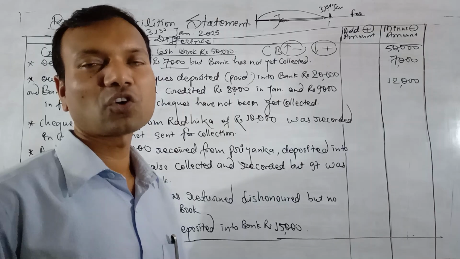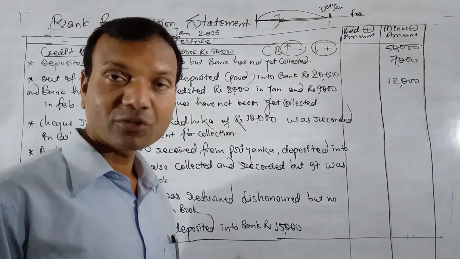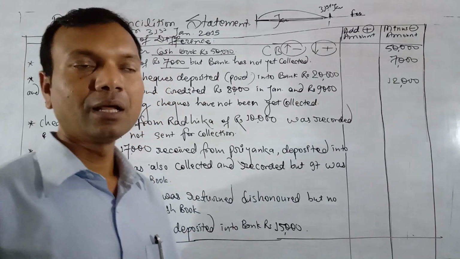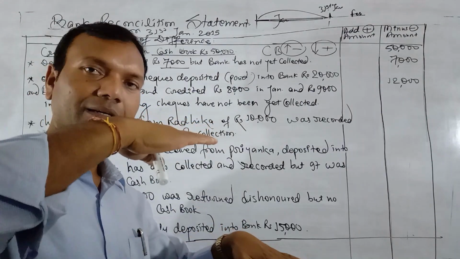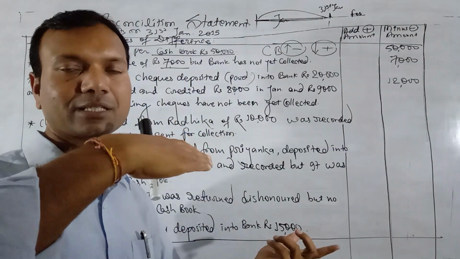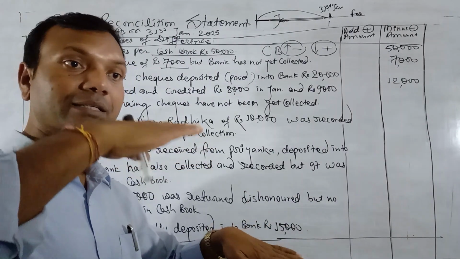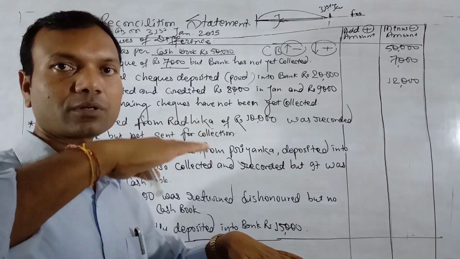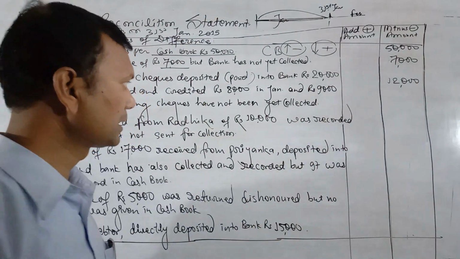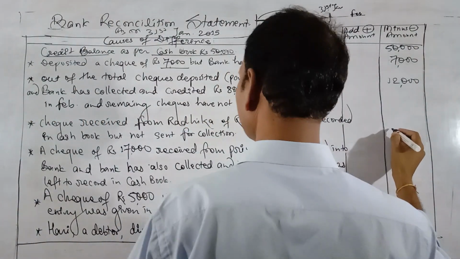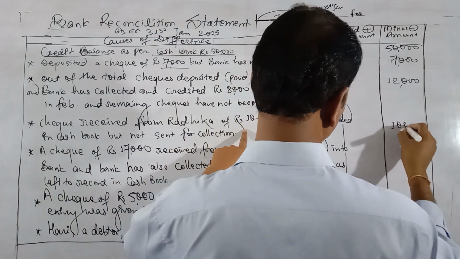Then can the bank collect the amount if we have not sent the check? That is impossible. That's why we have increased the balance of the cash book, but the bank has not yet increased it, because we have not sent it for collection. What decision should be taken in the cash book to make both balances equal? Simply minus it. Go to the minus column for the amount of rupees 10,000.